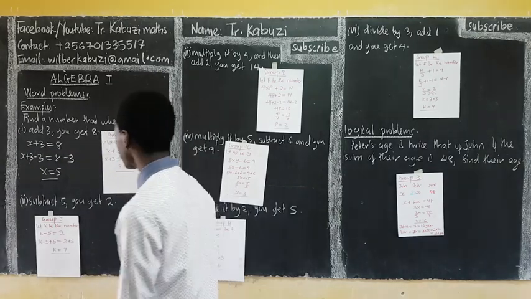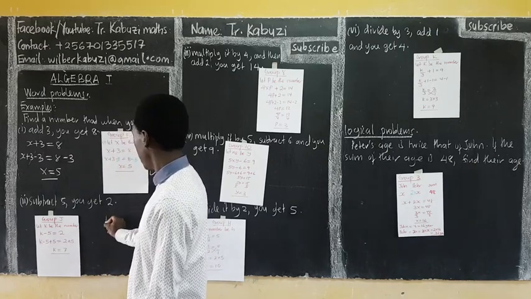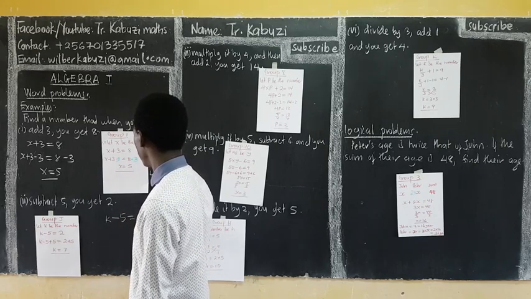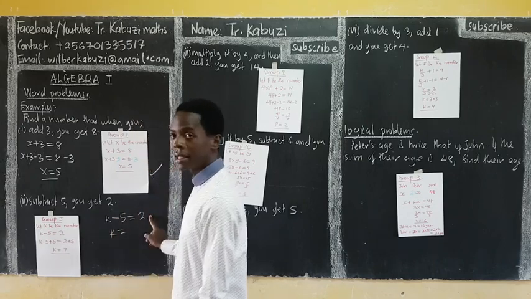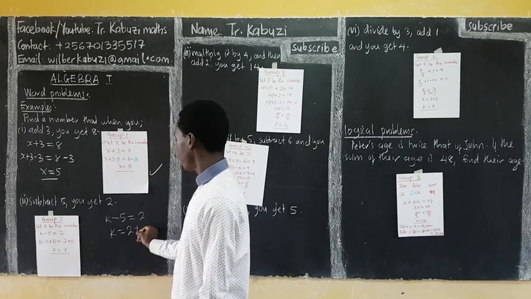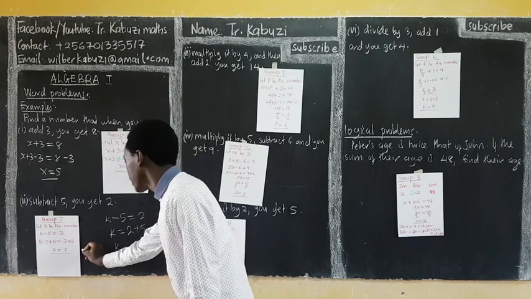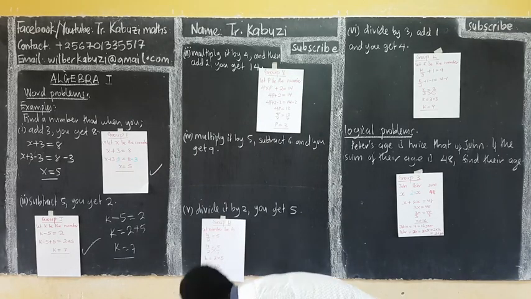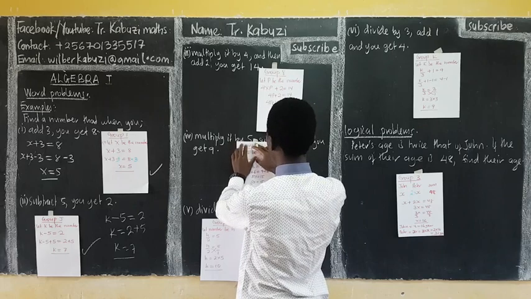Then here, they say let k be the number. So k, subtract 5, you get 2. You say this is the same as k. When it crosses the equal sign, the sign changes to the opposite sign. So plus 5, and so k is 7, as you see there. Okay, go here now.